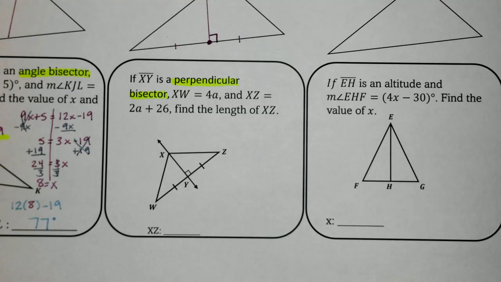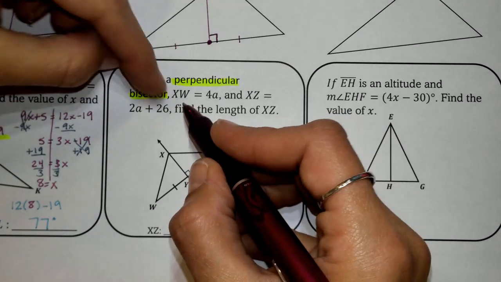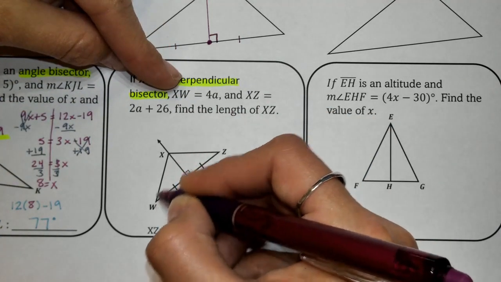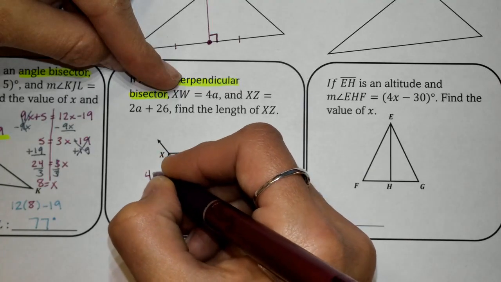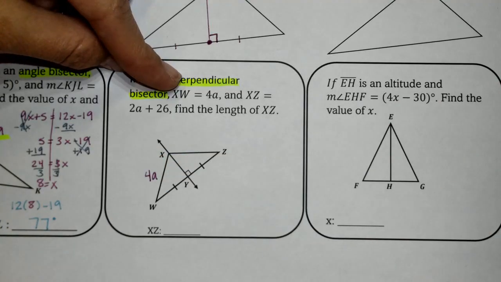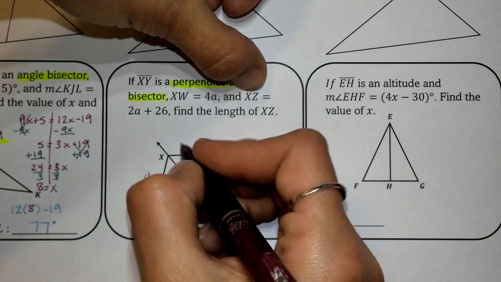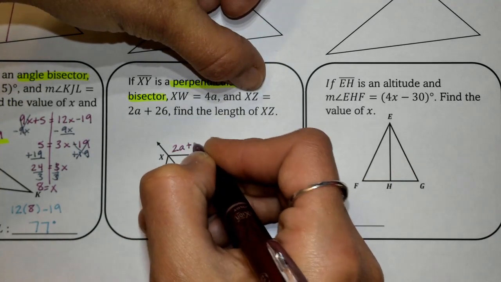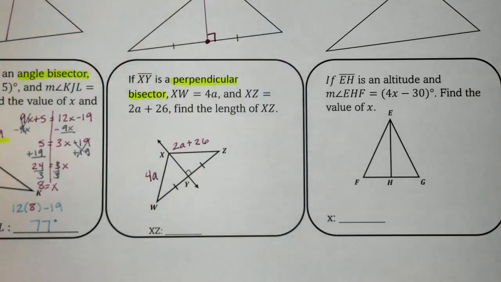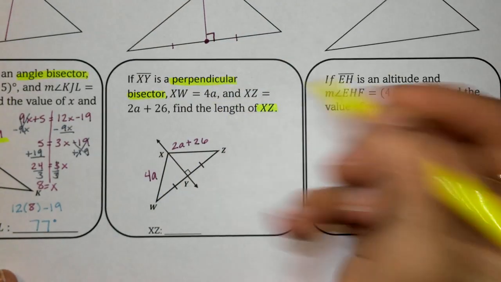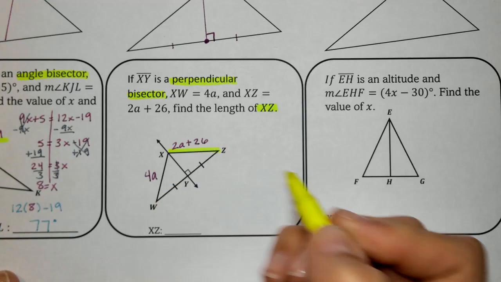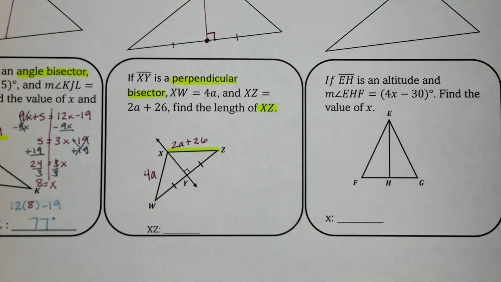And then we're seeing here that XW is 4A, so XW right here is 4A. If you don't like the letter A, change to any letter you'd like to. XZ, which is over here, is going to be 2A plus 26. We are going to find the length of XZ. I'm going to highlight it on the diagram too so I know exactly what to plug into.